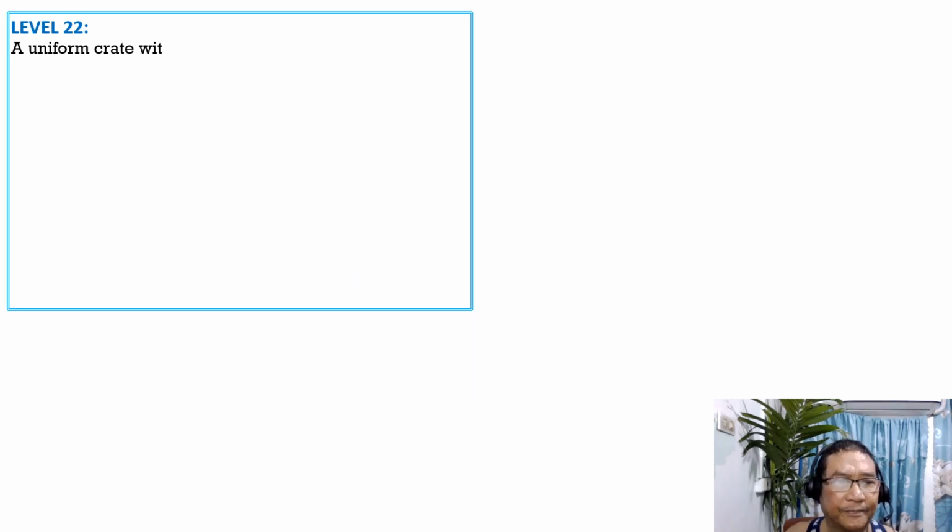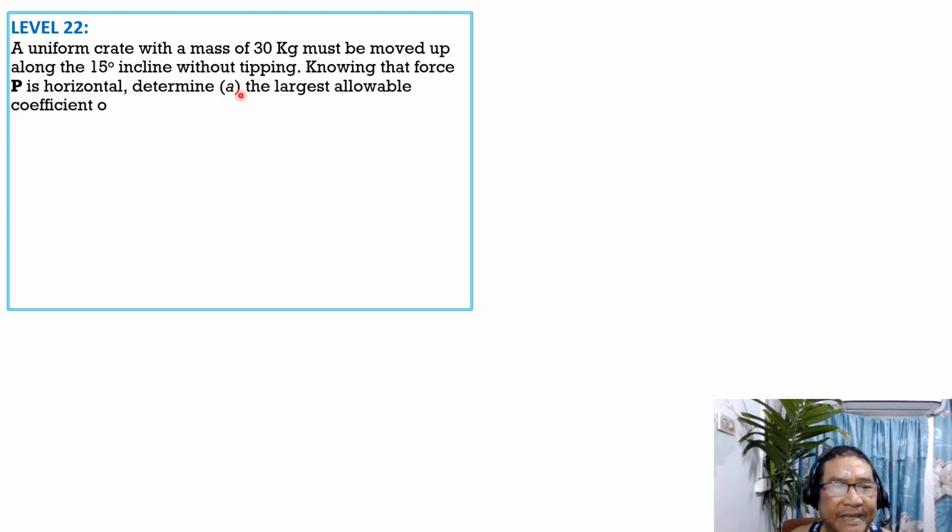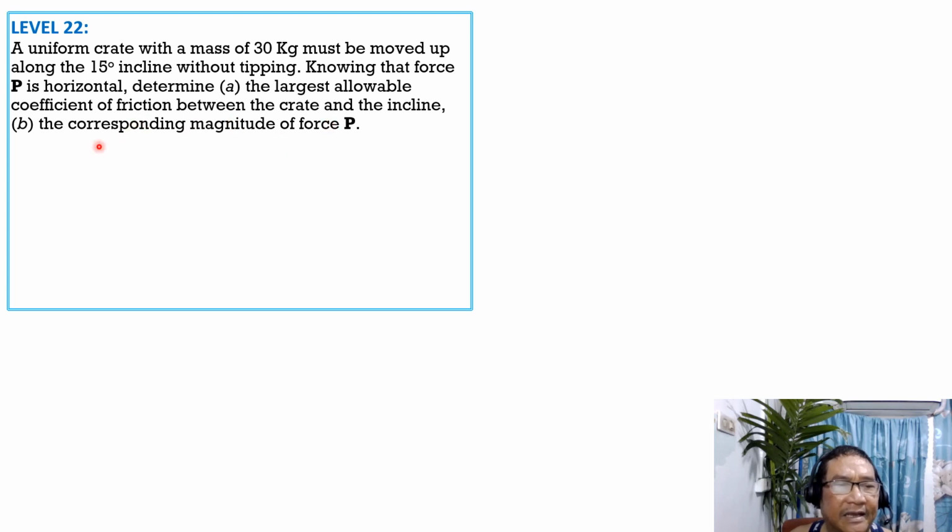Level 22, a uniform crate with a mass of 30 kg must be moved up along the 15-degree incline without tipping. Knowing that the force P is horizontal, determine the largest allowable coefficient of friction between the crate and the incline, and letter B, the corresponding magnitude of force P.